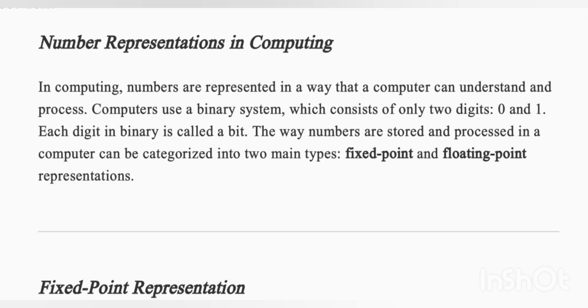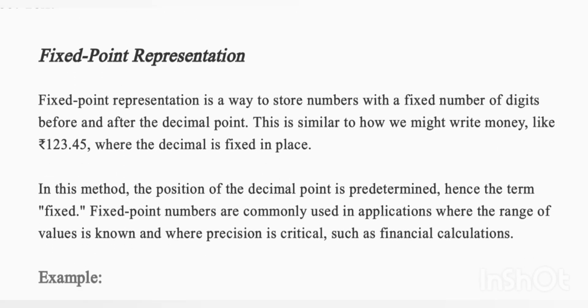floating point representations. Fixed point representation. Fixed point representation is a way to store numbers with a fixed number of digits before and after the decimal point. This is similar to how we might write money, like 123.55, where the decimal is fixed in place. In this method, the position of the decimal point is predetermined, hence the term fixed.